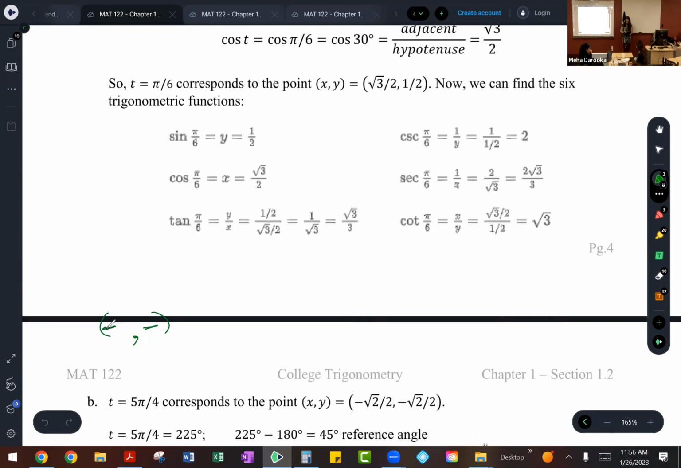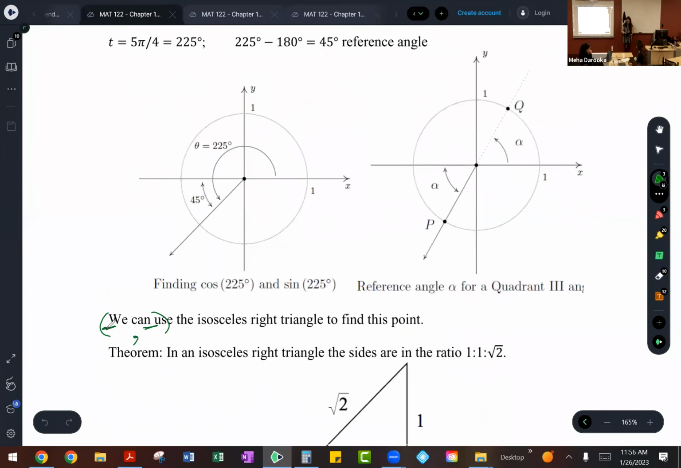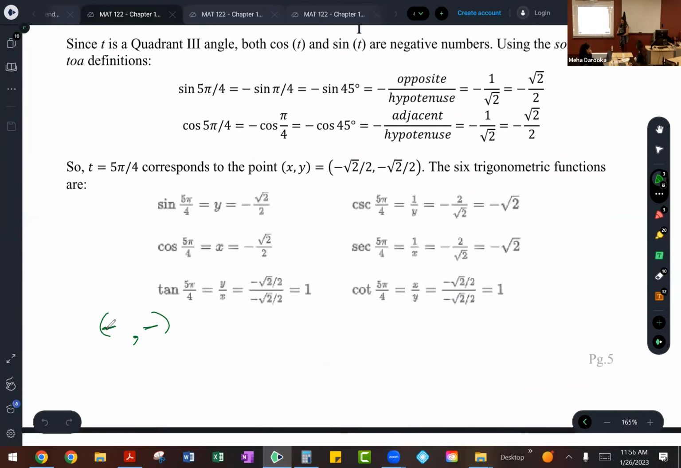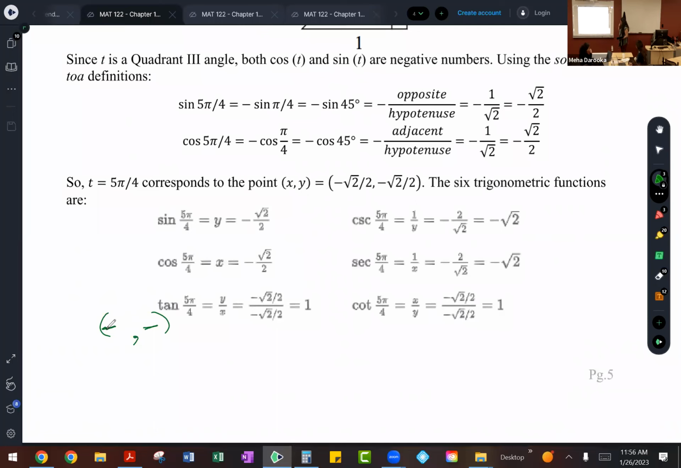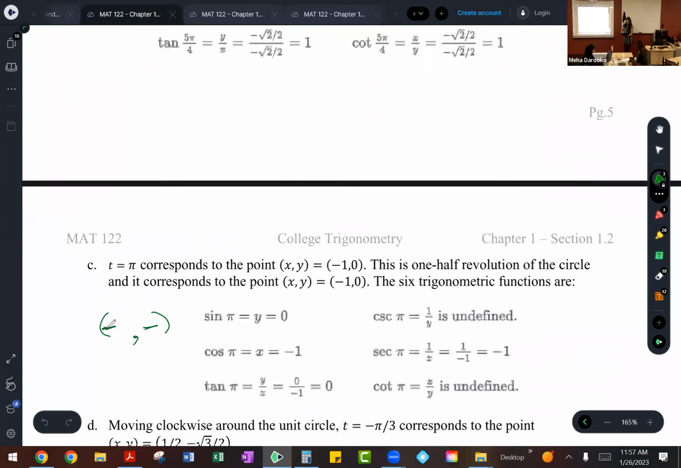So this one here is just showing you how we came up with those numbers. And then again, they're listing all the 6 functions based on that. You will see, since my sine and cosine values are the same, my tangent just comes out to be 1, because you're dividing the same number by itself. Your tangent will come out to be 1.